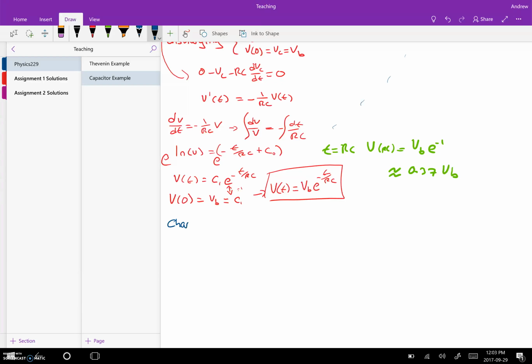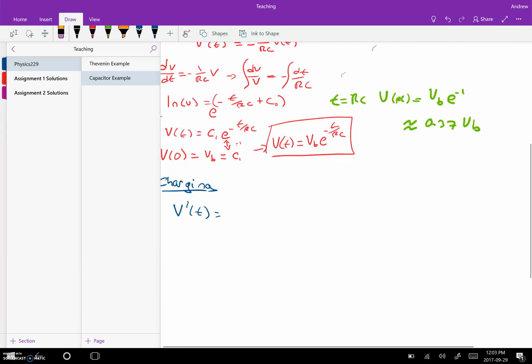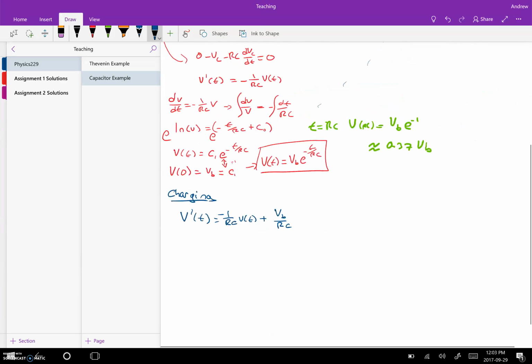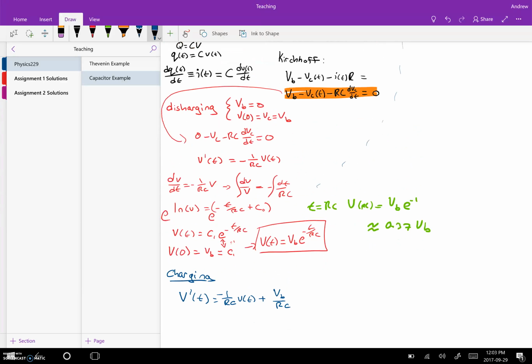So let's look at charging now. Well, now we have V prime of t is equal to minus 1 over RC times V of t. Let me write this a bit neater. Negative 1 over RC times V of t, but we have this pesky VB over RC term here, right? I'm just rewriting this equation here now.